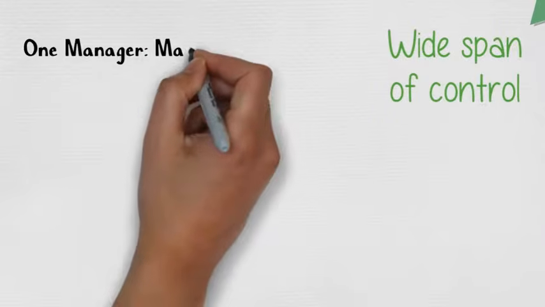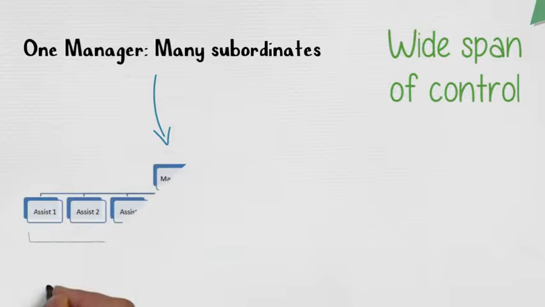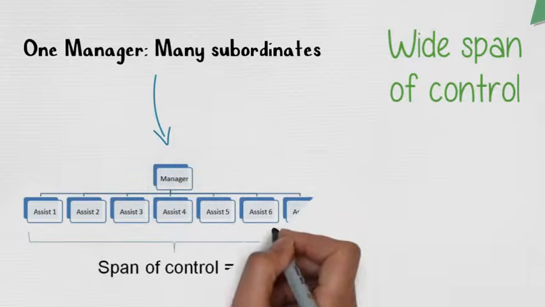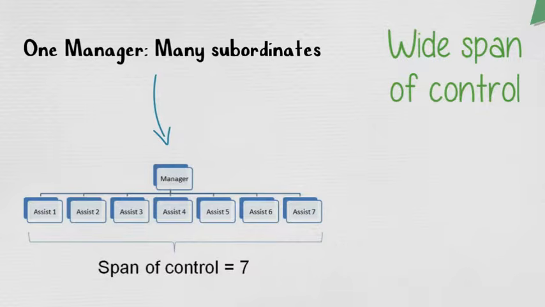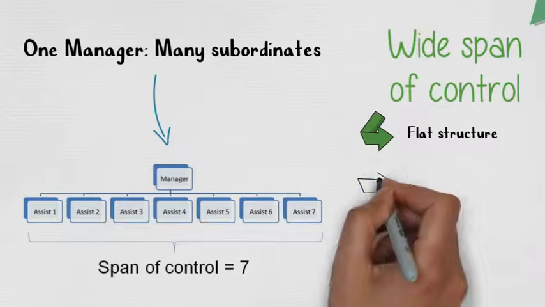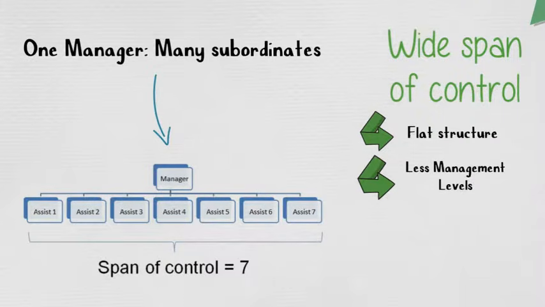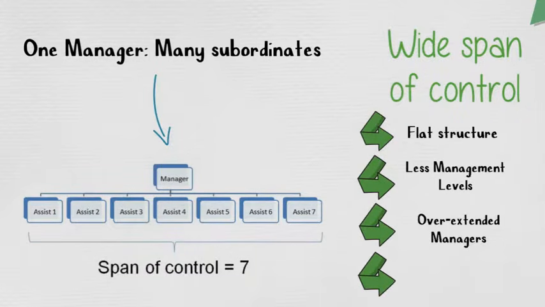In a wide span of control, you have one manager with many subordinates that report directly into him. You can see that illustrated in the organogram below. The wide span of control has various features, some of which include the following. First of all, a flat structure. Second, less management levels. Third, overextended managers. And lastly, lack of support and guidance for employees.